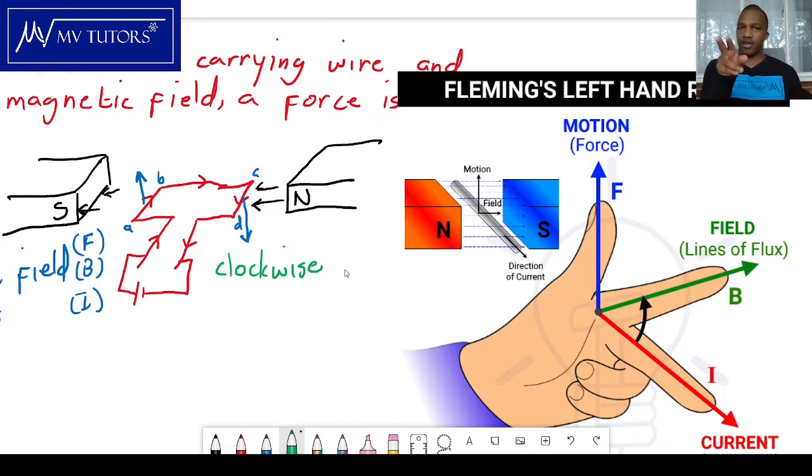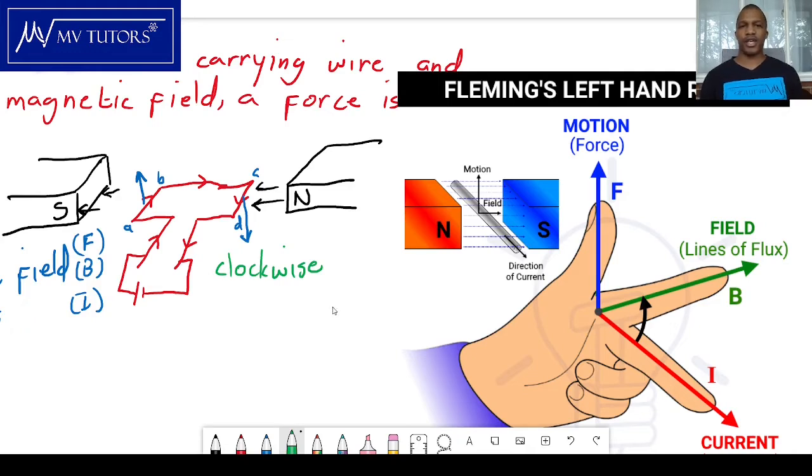Okay, because it's turning clockwise like that. Anti-clockwise would be like that. Clockwise means it's turning like the clock, like the watch. The hands of the watch always move from 1, 2, 3, 4 like that. So this wire is also turning clockwise. Well, that's what I wanted to demonstrate.